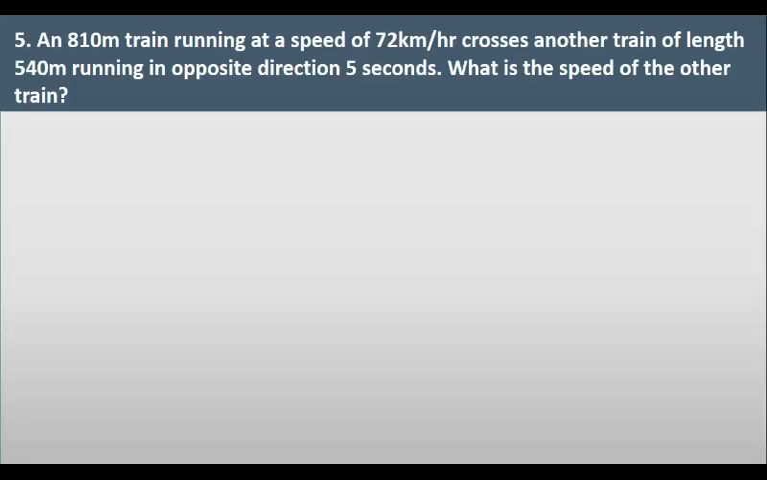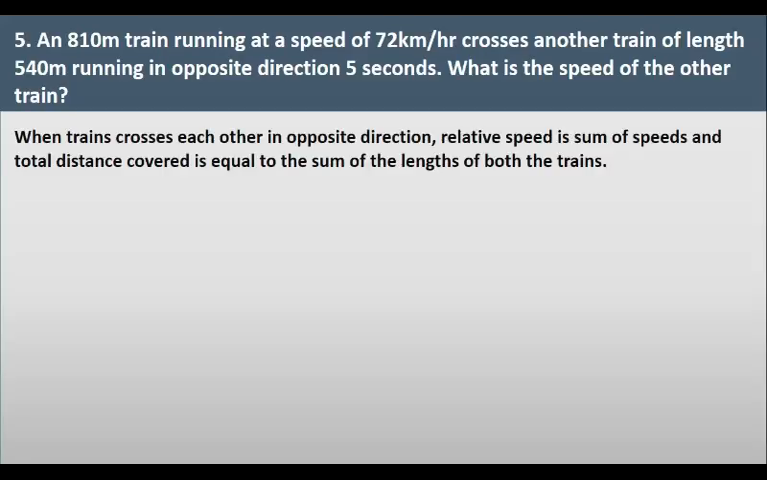We have the length of both the trains and the time the trains take to cross each other. So in the concepts video, I had explained that when trains cross each other in opposite directions, the relative speed is the sum of the speeds of the trains and the total distance covered would be equal to the sum of the lengths of both the trains. So let us assume that the speed of the train coming in the opposite direction is S.